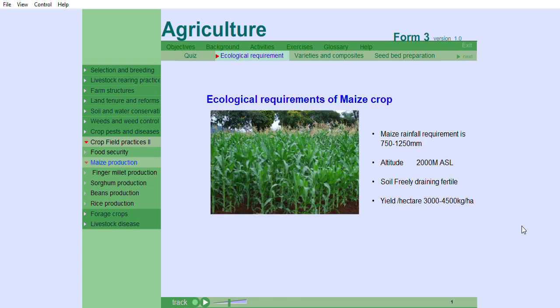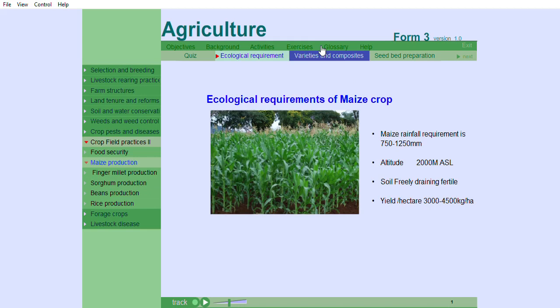Millet requires between 500 to 900 millimeters of rainfall. It also requires an altitude of between 0 to 2,400. Type of soil, light sandy soil. Yield per hectare, 125 kilograms per hectare.